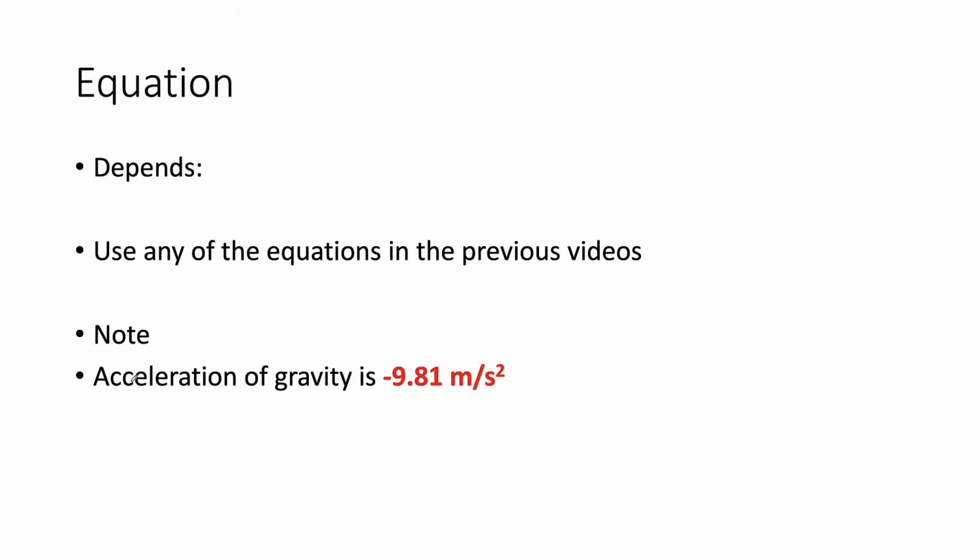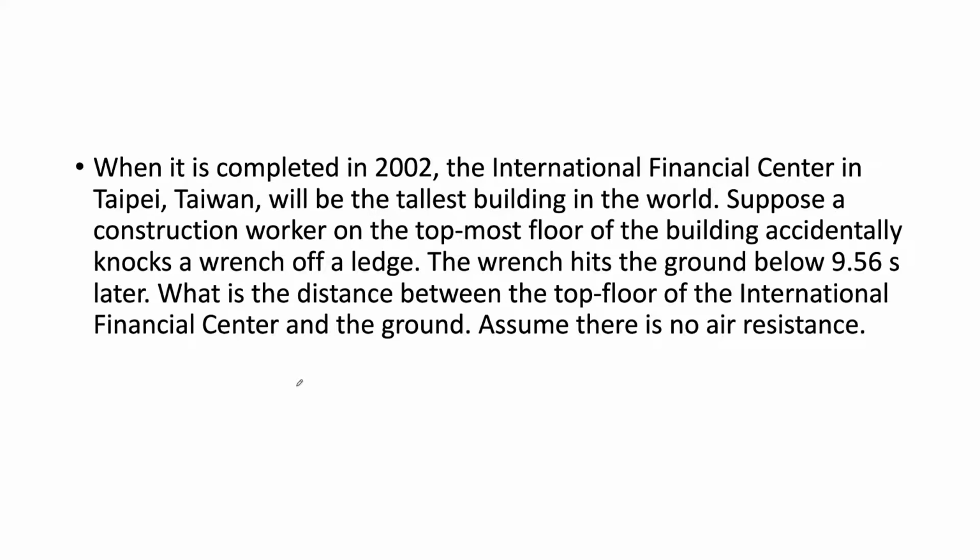But there's something we need to know: the acceleration is going to be known, and that's the acceleration of gravity. It's going to be this value, minus 9.81 meters per second squared. So we have the acceleration. That is known. So let's look at a problem and see what we need.